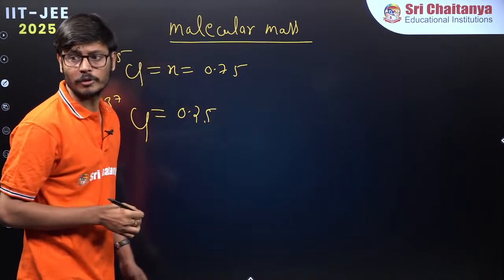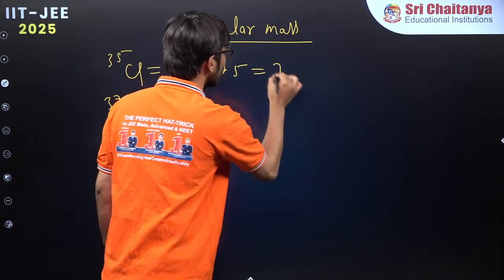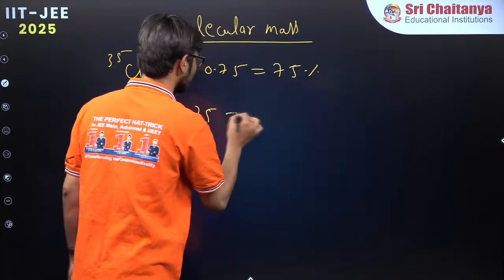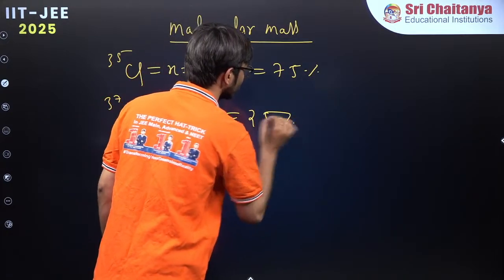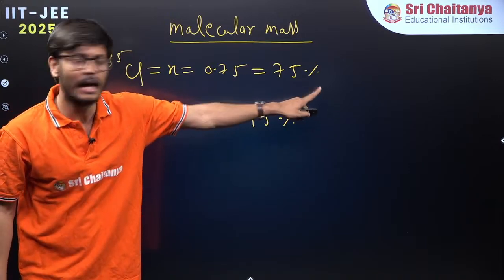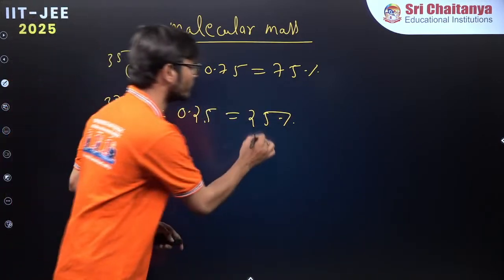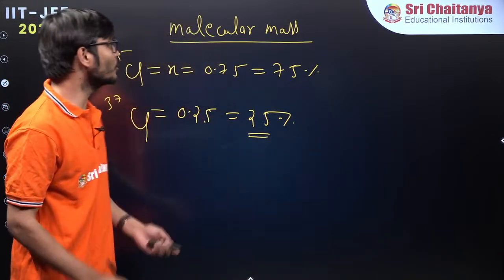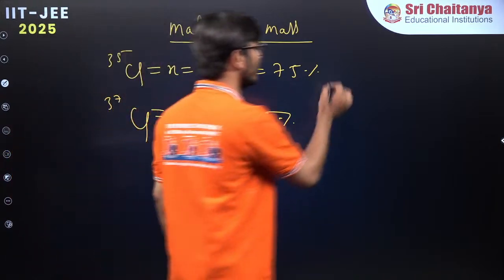If you write in terms of percentage, what will be the percentage? 75%, and this is how much below? 25%. So chlorine 35 in the atmosphere is 75%, and chlorine 37 in the atmosphere is 25%. So that is how to calculate the relative abundance. I hope this is clear to everyone.